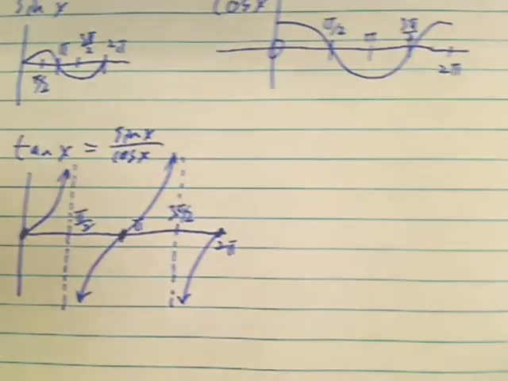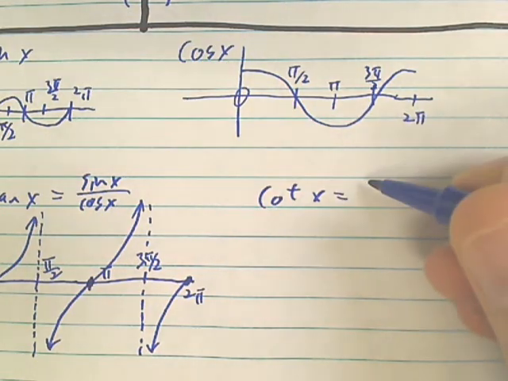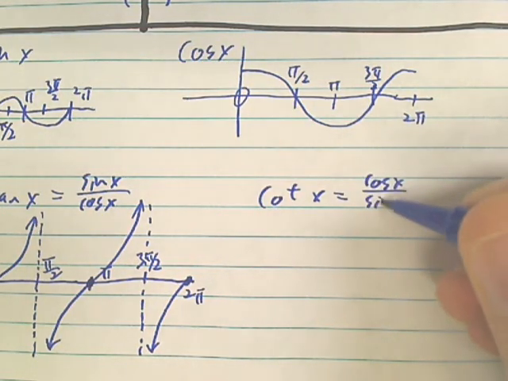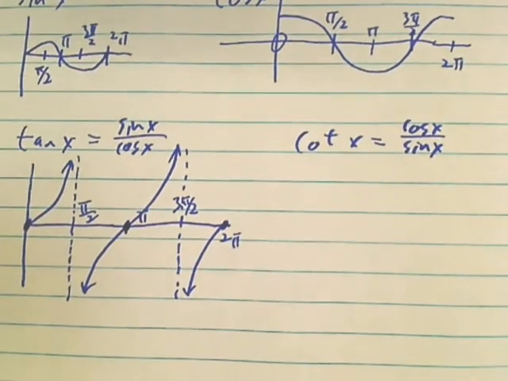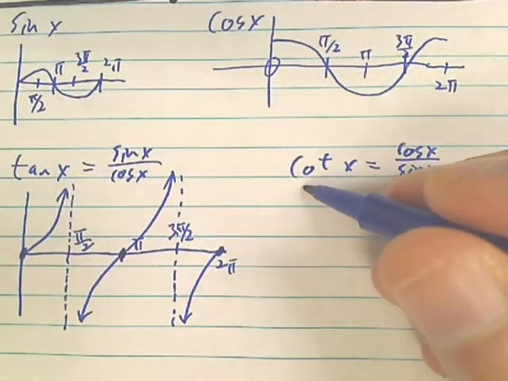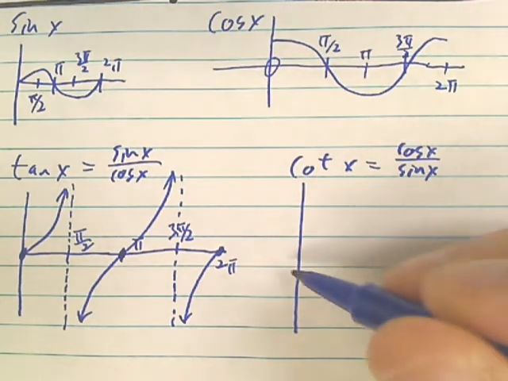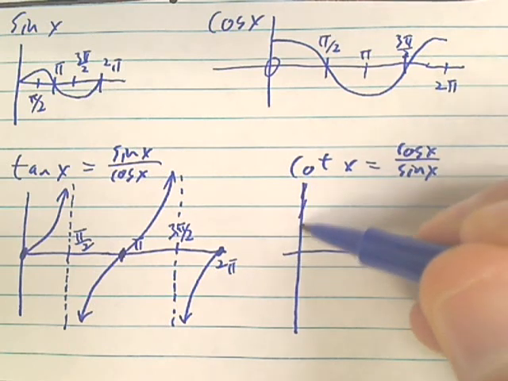Okay, let's look at cotangent. That's going to be cosine over sine, the reciprocal of tangent. And using the same process, it's going to look very similar. Cotangent and tangent are just a phase shift of each other, just like sine and cosine are. So starting at 0, cosine of 0 is 1, sine of 0 is 0, so 1 over 0. That's undefined, so you have a vertical asymptote at 0.